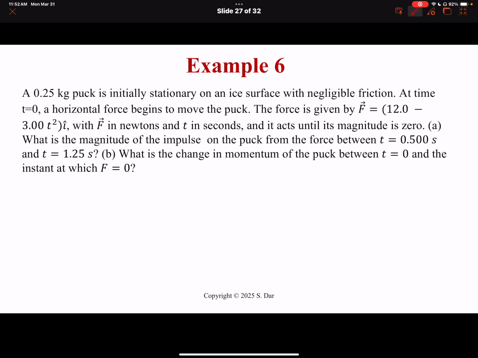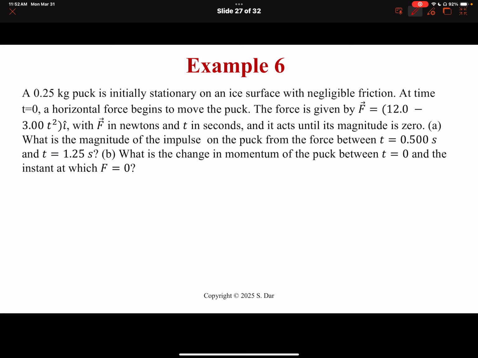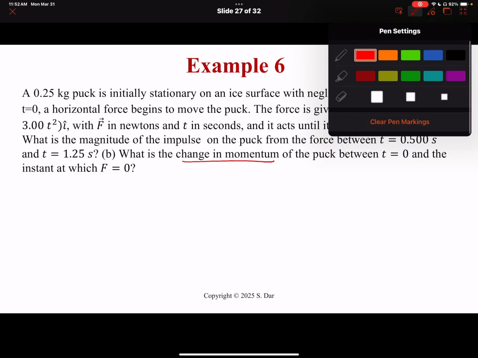Let's solve a problem based on that. A 0.25 kilogram puck is initially stationary on an ice surface, no friction. At time zero, a horizontal force begins to move the puck. The force is 12 minus 3t squared i hat, so it's a function of time. They're asking you to calculate impulse. Whenever there's a change in momentum, that is impulse.